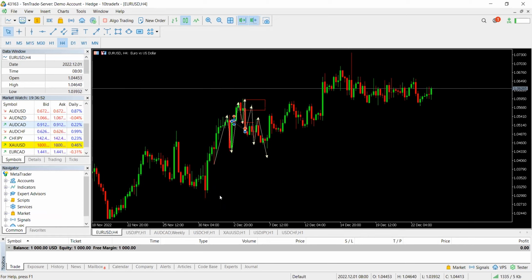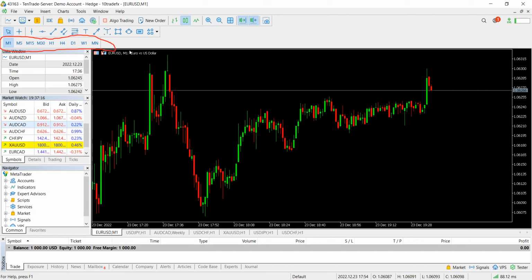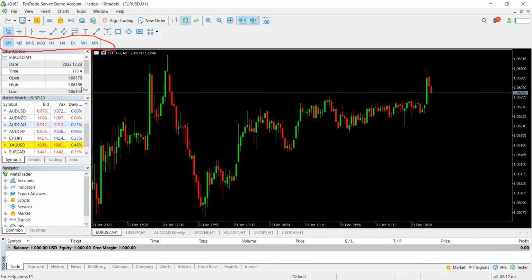For example, on MT5, you will see the time frames at the top here. So you can choose to view how price is moving by different time frames. M1 means every minute. So on the M1 time frame, the 1 minute time frame, every candle here represents 1 minute. So on the EUR/USD pair, you can see how the market is moving every minute, right?